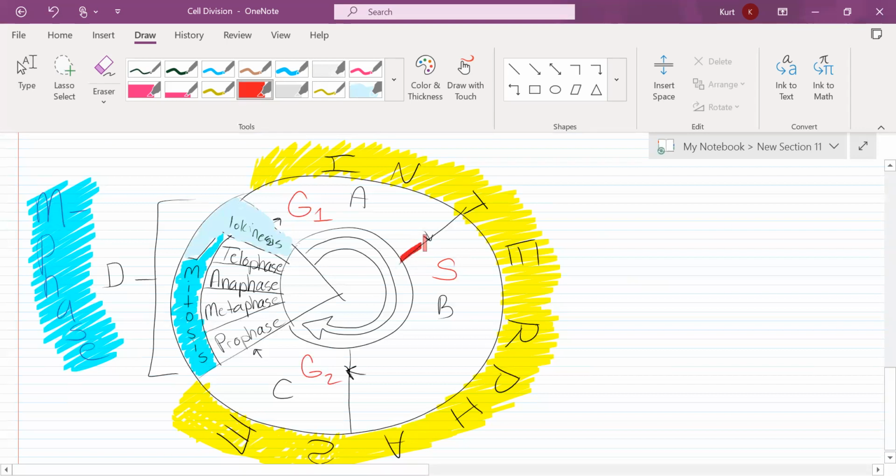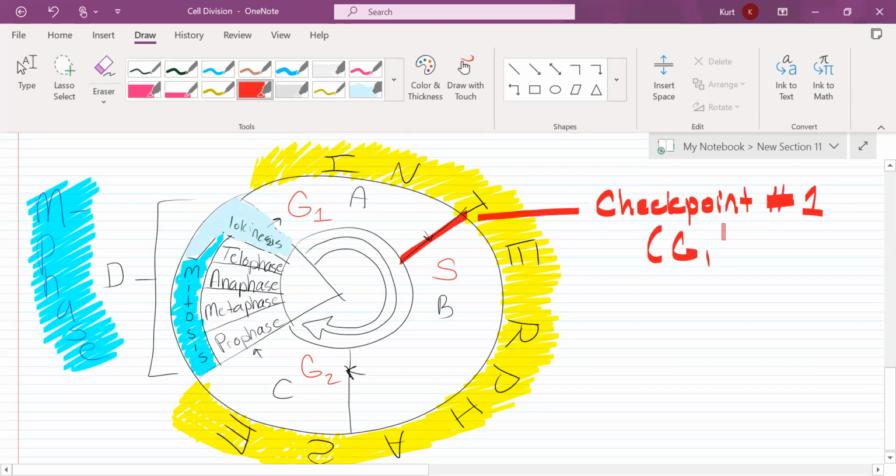So the checkpoints are found in 3 locations. The first one is at the end of G1. This is checkpoint number 1. The whole purpose of these checkpoints is to make sure the DNA is not damaged. But these checkpoints are not 100% foolproof. Nothing in this world is.